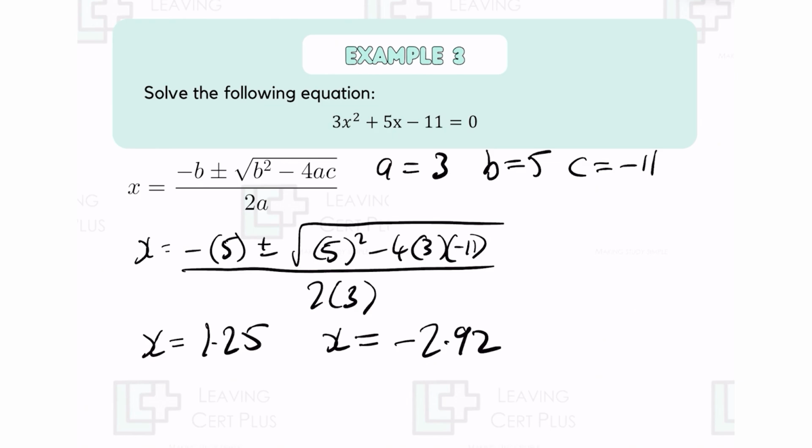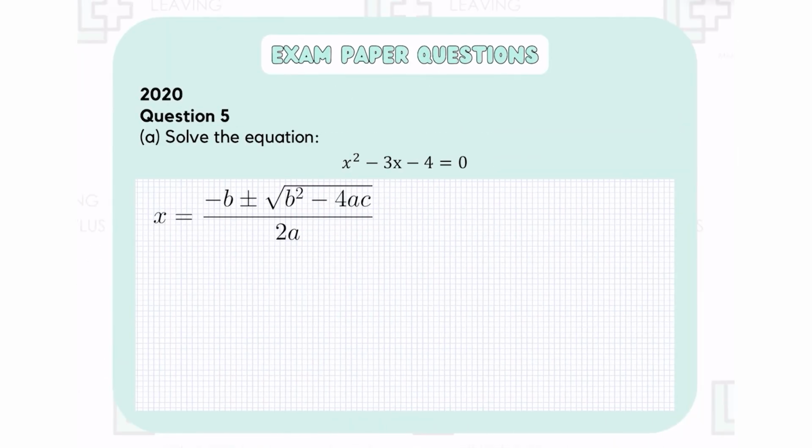Okay, I'm going to do 2 exam paper questions just to show you exactly the way it's asked in the exam papers. This one's from 2020, question 5, and they've asked you to solve the equation. Again, this one's quite easy. So a is 1, b is minus 3, and c is minus 4. Again, I'm not changing anything from what I've done in my examples.